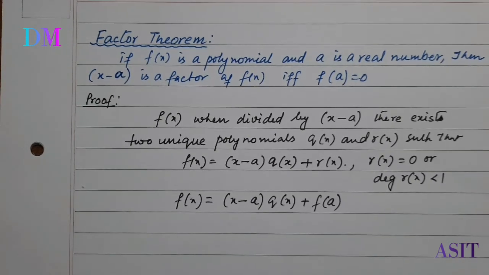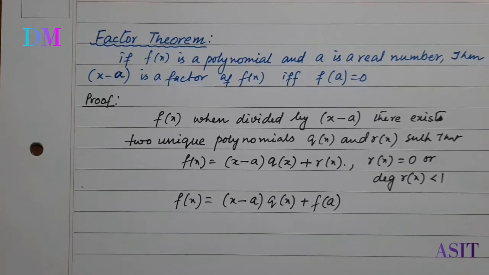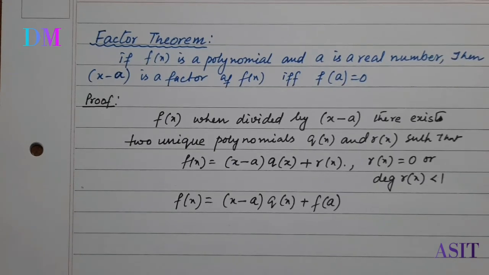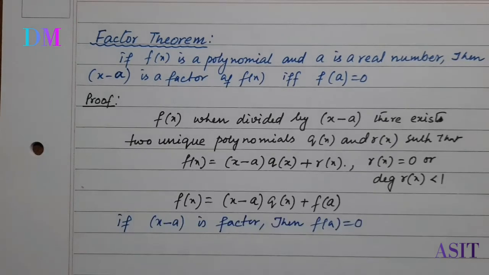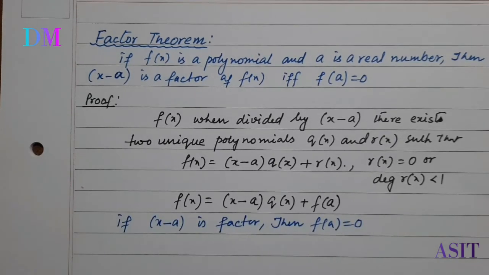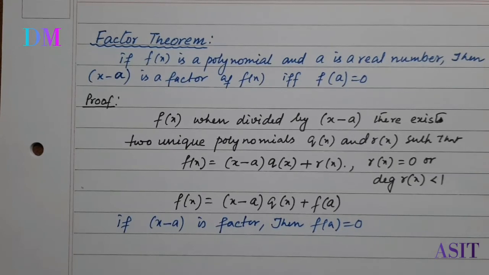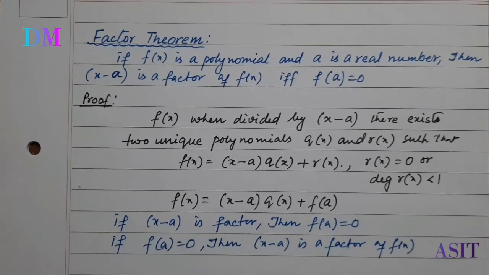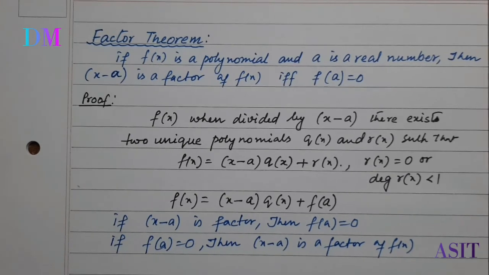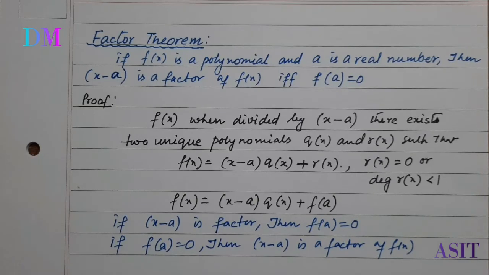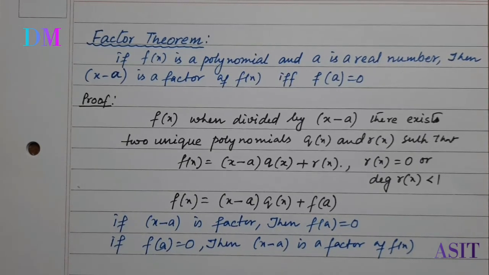But the remainder theorem is saying that fx equals to x minus a into qx plus f of a. Here f of a is the remainder. Now, in this theorem it is given that if x minus a is a factor, then the remainder will become 0. That is, f of a equals to 0. And similarly, or I must say conversely, if f of a equals to 0, then x minus a is a factor of fx.